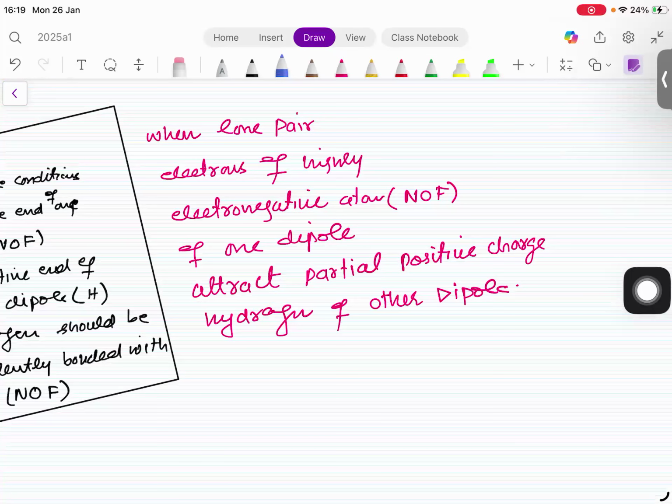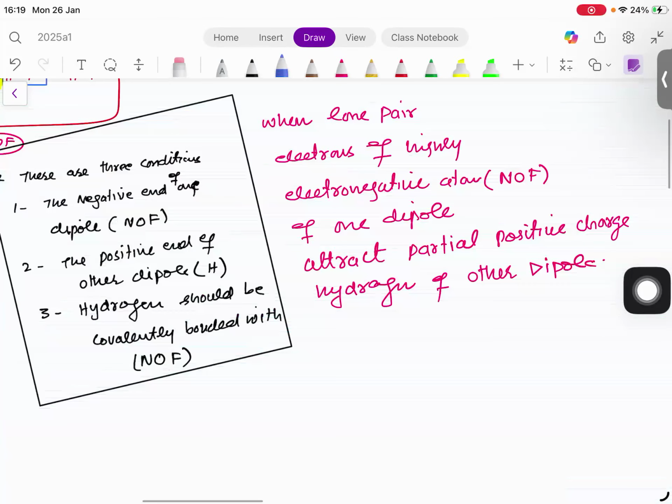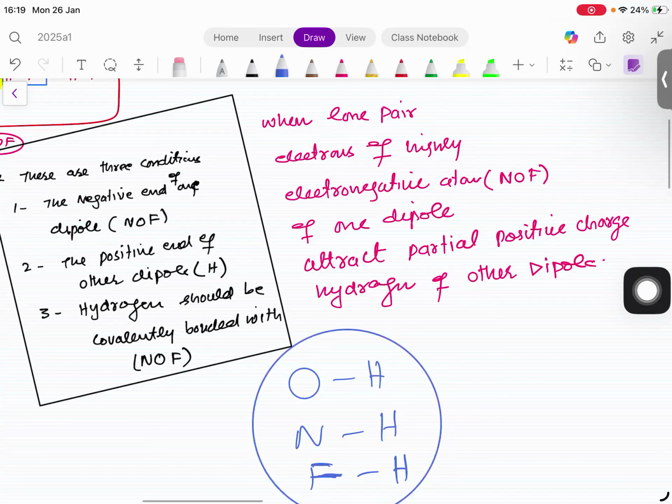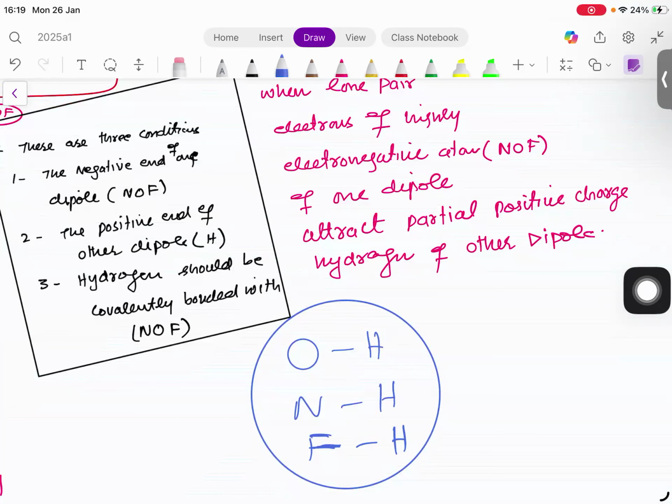Now, following these conditions, looking at the definition, it seems a bit harder, but let me simplify it. OH, NH, FH. If one of these covalent bonds is present in the molecule, that compound will have the intermolecular force hydrogen bond, right? So this is the simplest way of identifying it. If a compound has one of these bonds, its intermolecular force is going to be hydrogen bond, right? So you just look at these bonds.